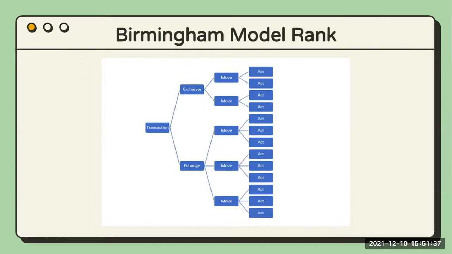So here is the Birmingham model rank. We can see at the top that there is transaction, and one transaction can include many exchanges. And in one exchange, we can also see that it can branch out to many moves, and one move can branch out to many acts.